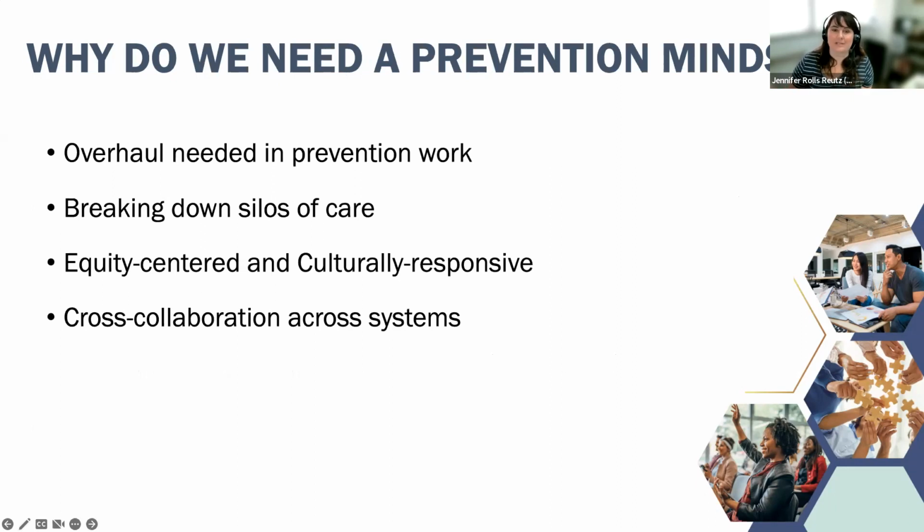Really, to move upstream, it is going to require that we all do some overhaul in what we're doing. We need to change what we're doing. Like I said, we need to break down those silos. We need to work more across systems. We need to make sure we're focusing on equity, being culturally responsive, meeting the needs of the families in our community, and collaborating across systems. Both our public serving systems like child welfare, probation, et cetera, but also working with our community partners, our family resource centers, our community-based organizations to really move us all in one direction.